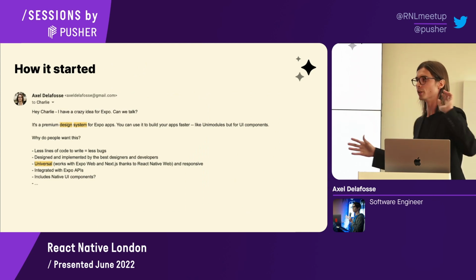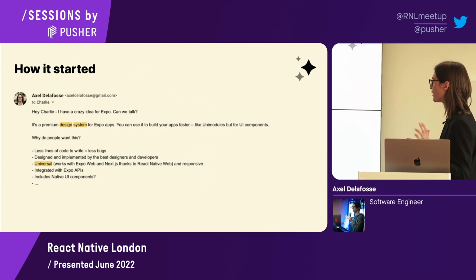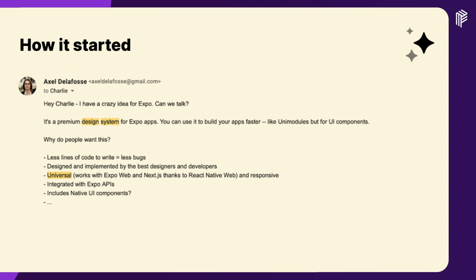But going back to the story, now that you know what I'm talking about, how it started. Why did I even think about building a universal design system? So back in January 2021, just before I joined Expo, I shared a crazy idea with Charlie Cheever, the CEO of Expo. And I said, hey, Charlie, I have a crazy idea for Expo. It's a premium design system for Expo apps. You can use it to build your apps faster. You can think of it as like Expo modules, but for UI components.